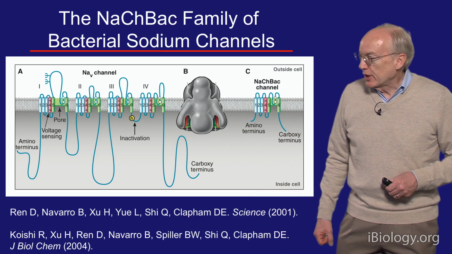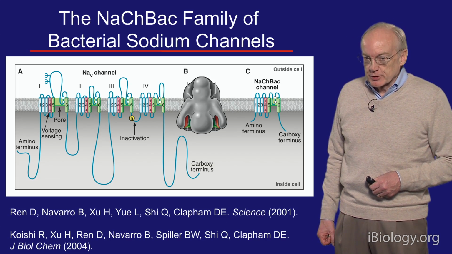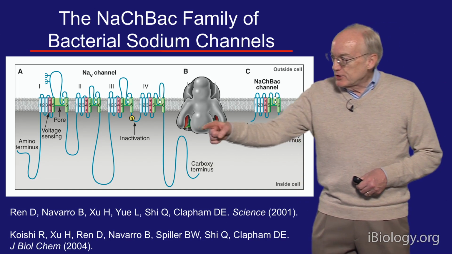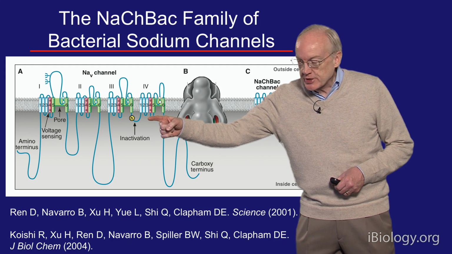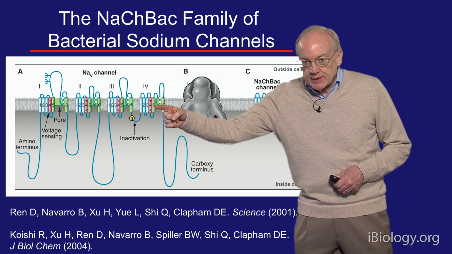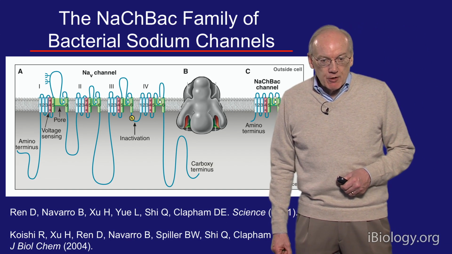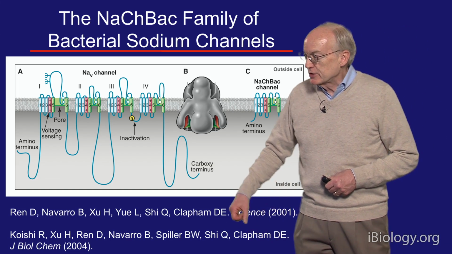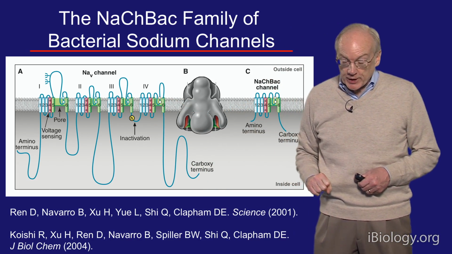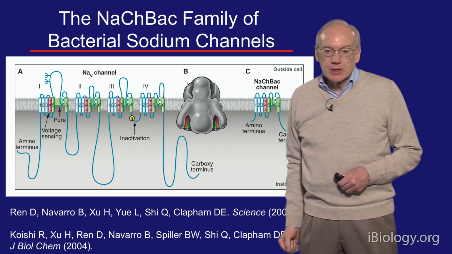So this slide illustrates the difference between a vertebrate sodium channel and a bacterial sodium channel. On the left part of the slide is illustrated a vertebrate sodium channel. As you can see, it contains 24 transmembrane segments organized in 4 homologous domains. Each homologous domain contains 6 transmembrane segments. Within those 6 transmembrane segments, there are 2 functionally distinct modules. There's a voltage sensing module here, the S1 through S4 segments in each domain, and a pore forming module, highlighted in green, the S5 and S6 segments in each domain.